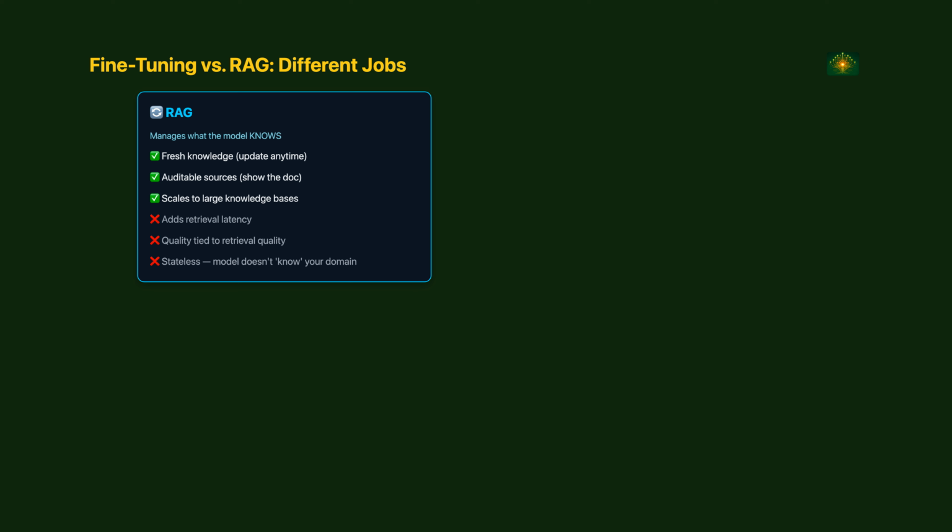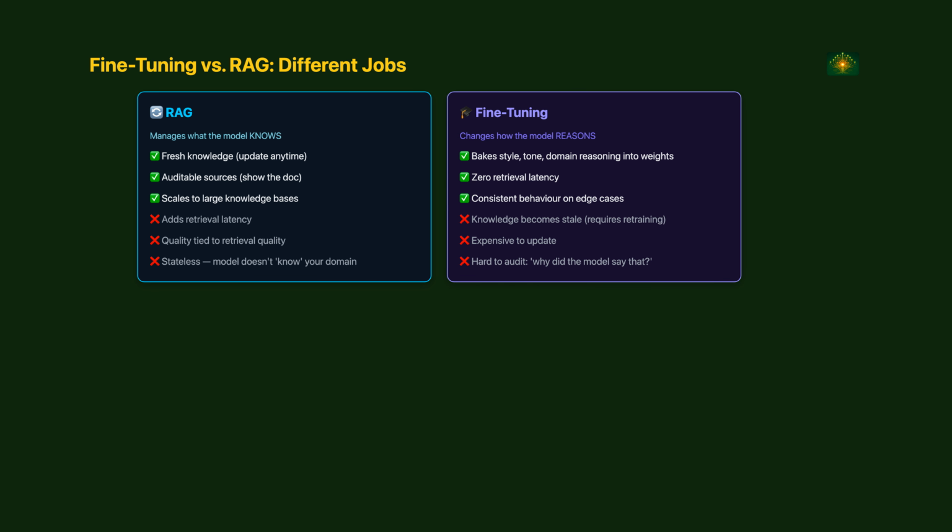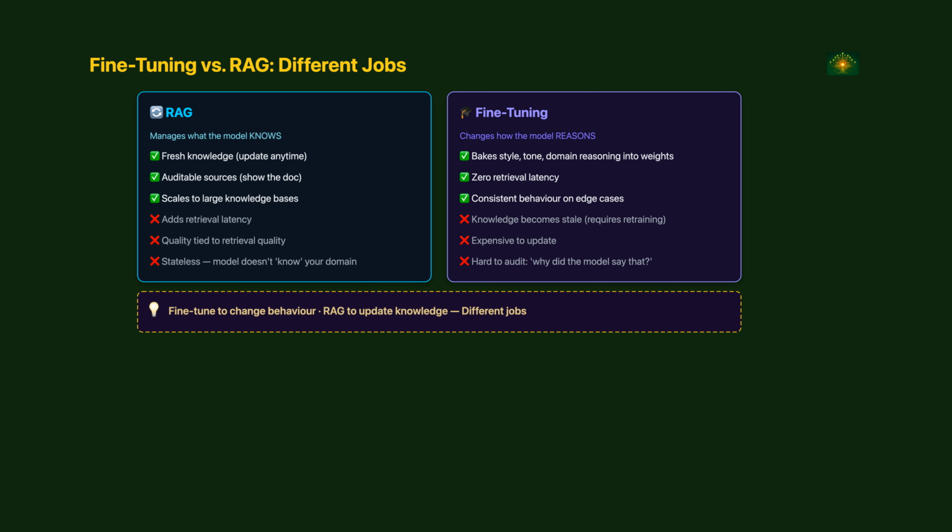Now let's talk fine tuning. Fine tuning and RAG are solving different problems. RAG manages what the model knows: fresh, auditable, scalable. Fine tuning changes how the model reasons: its style, its tone, its domain specific behavior. The clearest heuristic: if you need the model to behave differently, fine tune. If you need it to know something new, use RAG.